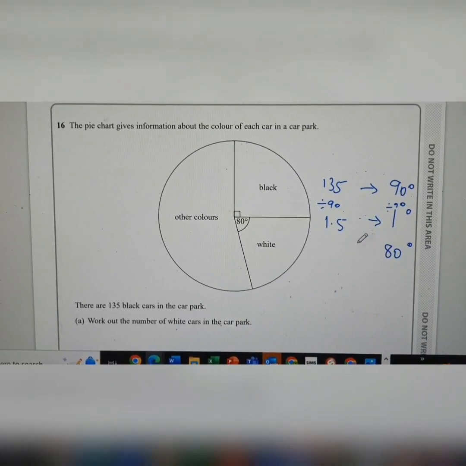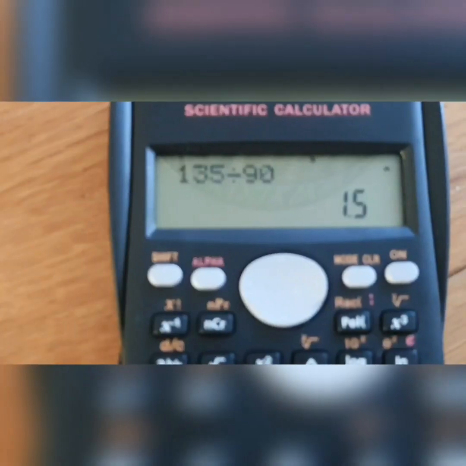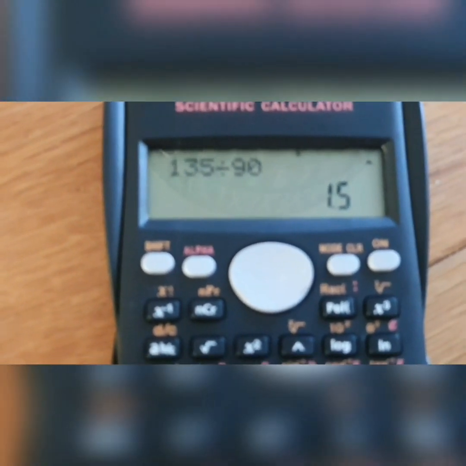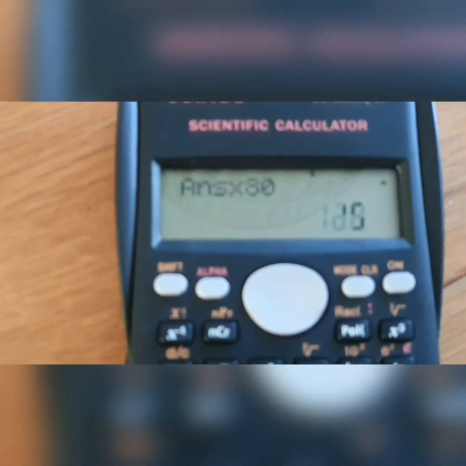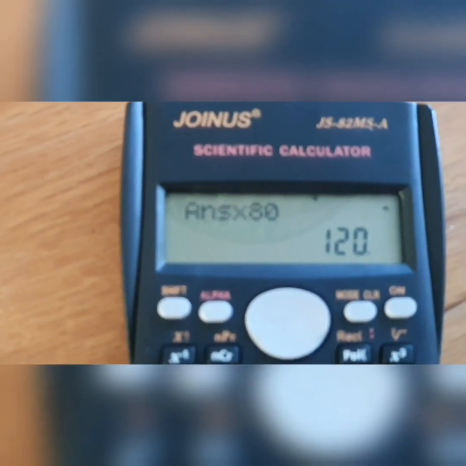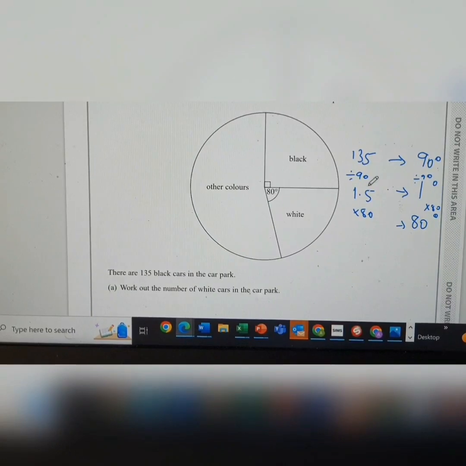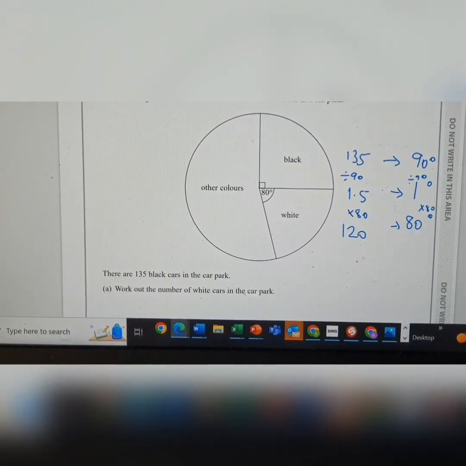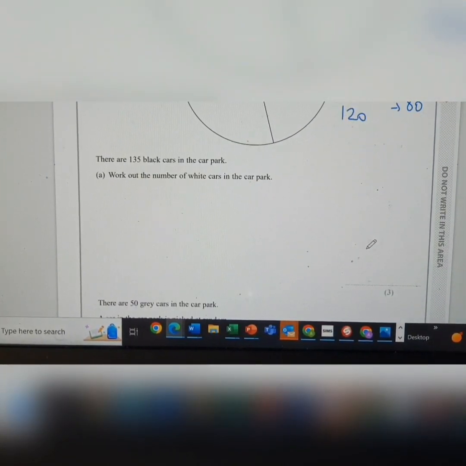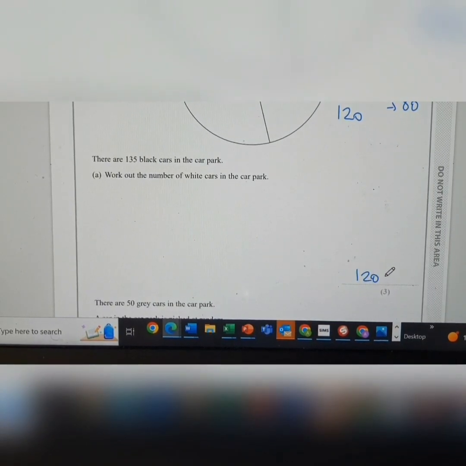So white is 80 degrees. From 1 to 80, you need to multiply by 80. So you need to multiply 1.5 by 80 to work out how many white cars there are. 1.5 multiplied by 80 is equal to 120. So there are 120 white cars in the car park.